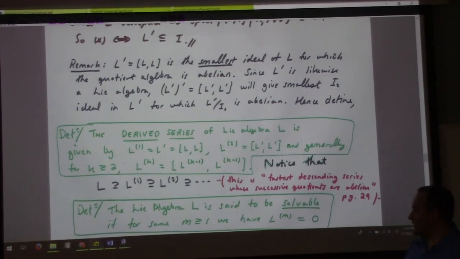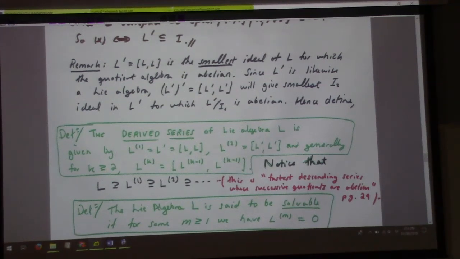And so the Lie algebra L is said to be solvable if for some m greater than or equal to 1, the mth derivative and beyond of the algebra is 0. You may or may not remember this, but I showed you a couple slides ago that SL2C bracket SL2C is equal to SL2C. So that means that the derived series of the special linear Lie algebra SL2C is not solvable because it never reaches zero.